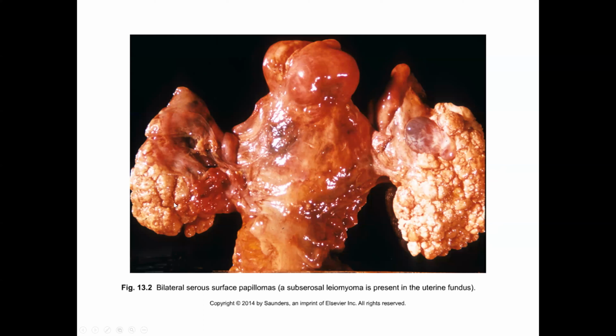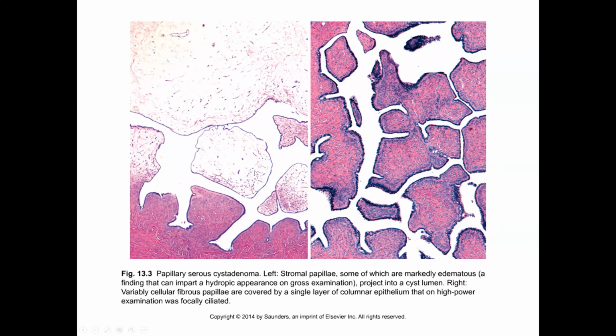Sometimes the tumor is limited to the surface. And so here's an example of surface papillary cystadenofibromas involving both ovaries, as you can see in this image. And under the microscope, these are very bland, not very exciting, although the areas can be variably edematous or fibrotic.